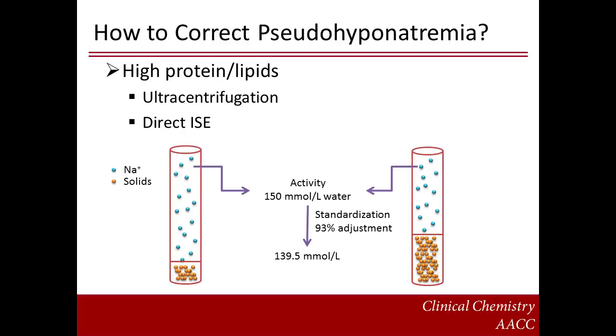In the case of hyperproteinemia, alternate methods should be considered, such as filtering the sample to remove proteins or direct ISE and avoid the dilution step. Since the ISE measures the ion activity, it will give a reading of 150 millimole per kilogram water for either sample, regardless of the solid portion. The standardization process will provide the same results at 139.5 millimole per liter. Formulas to correct sodium concentration based on calculated serum water have been published, though the experimental validity of this method and the availability of direct ISE have made the direct measurement a favorable choice.